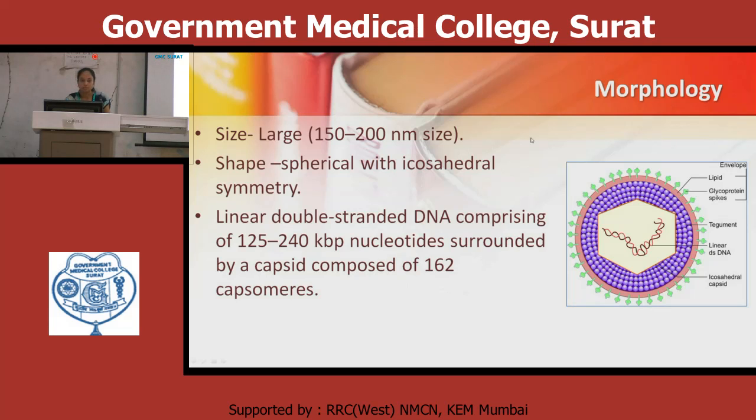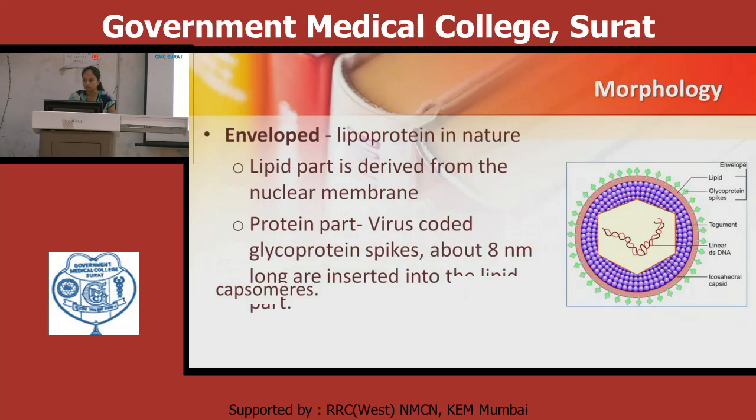Size is large, 150 to 200 nanometers. Shape is spherical with icosahedral symmetry. Linear double-stranded DNA comprising 125 to 240 kbp is surrounded by a capsid composed of 162 capsomers. The envelope is lipoprotein in nature. The lipid part is derived from the nuclear membrane, and the protein part, the glycoprotein, is virus coded, about 8 nanometers long, and inserted into the lipid part.